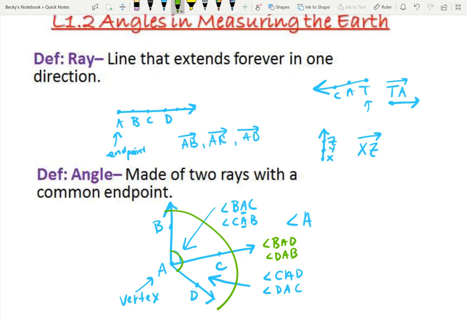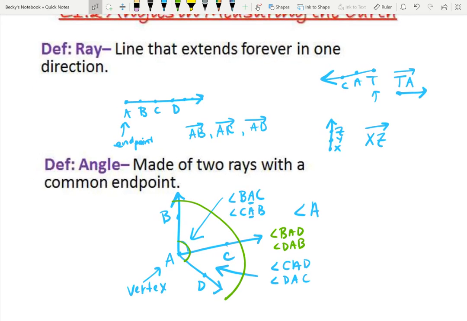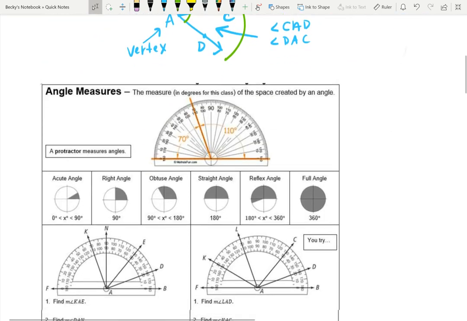Okay, vertex is in the middle. If it causes confusion, you have to use 3 letters. So if there's more than 2 rays coming together, just know you're going to have to use all 3 letters or points to name it. Okay, so make sure both of these are on your definition part of your theorem sheet.